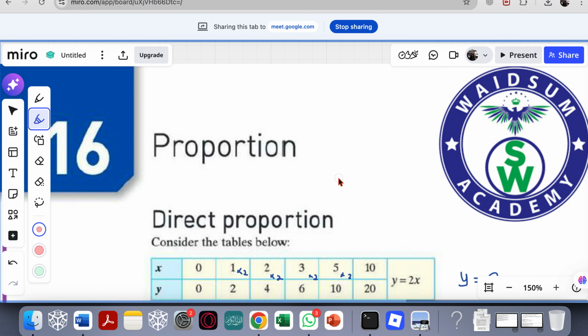Mathematics Chapter 16, Cambridge IGCSE. Without much ado, let's begin. Proportion. What do we mean by proportion?